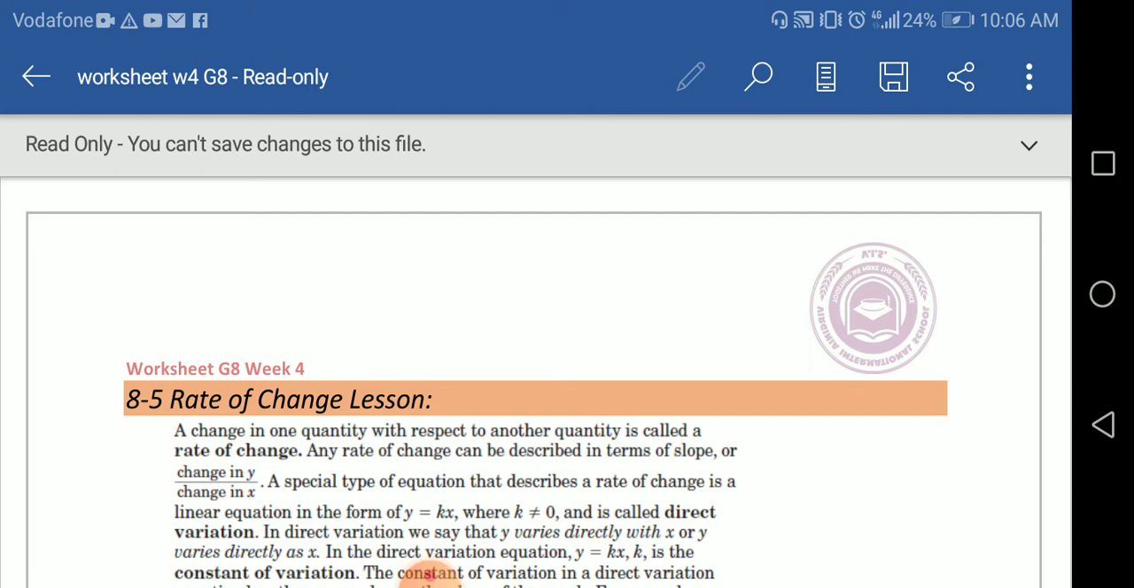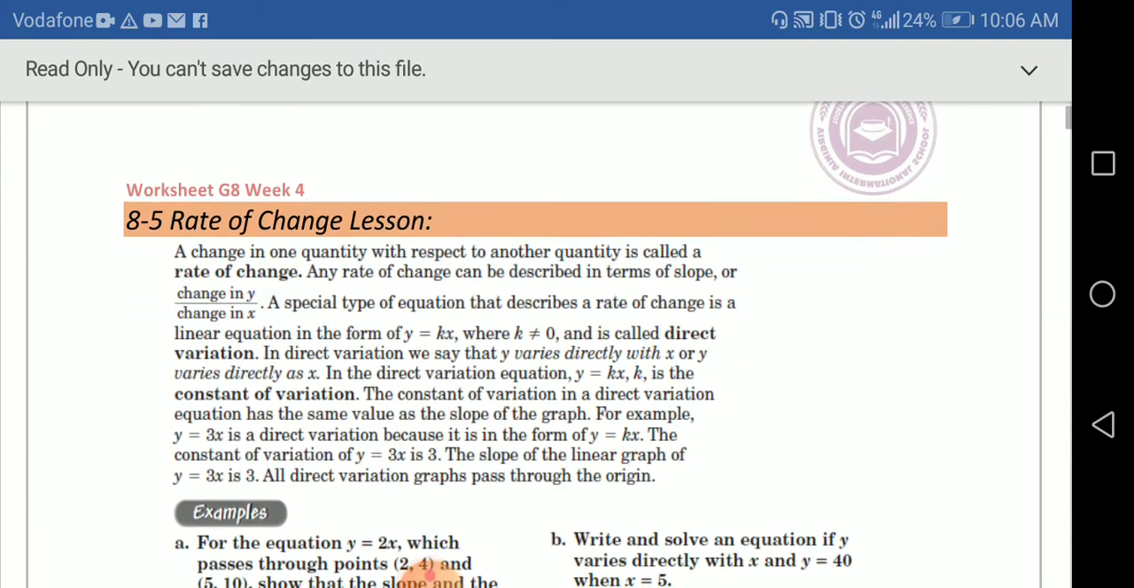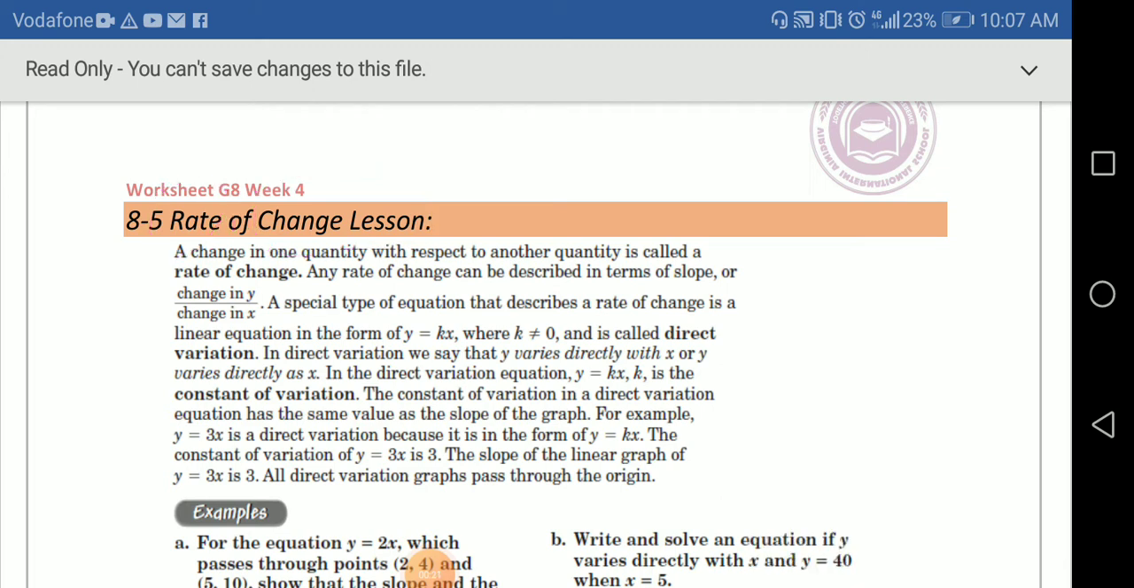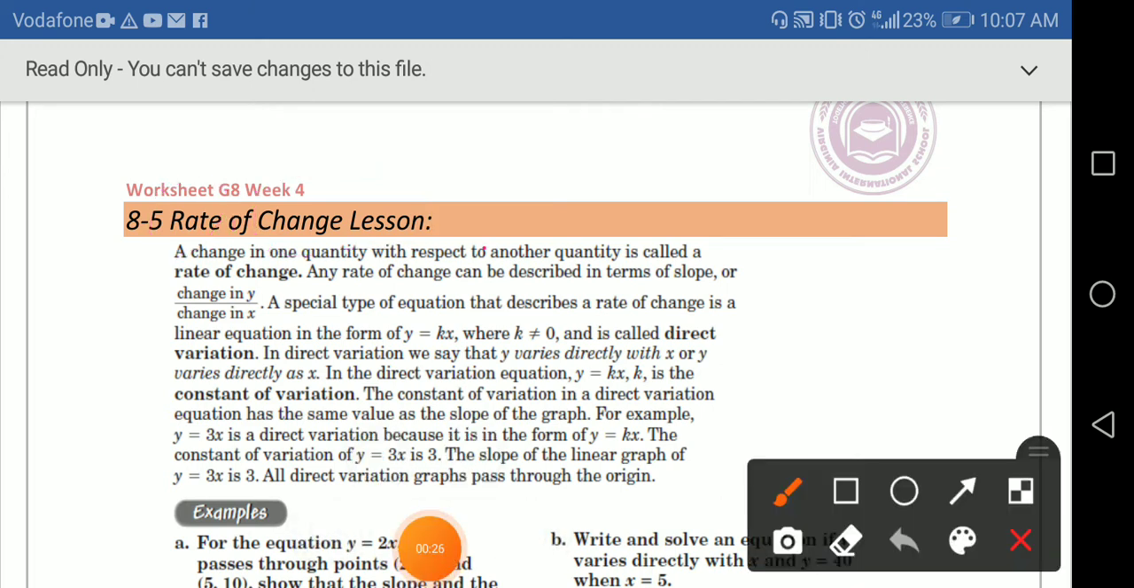It's about rate of change lesson. So let's start. When I talk about rate of change, I'm going to have here rate, a fraction, and a change. So let's see what's the rule here. A change in one quantity with respect to another quantity. So we have two quantities, guys, is called the rate of change.